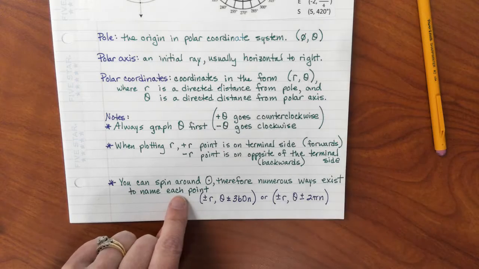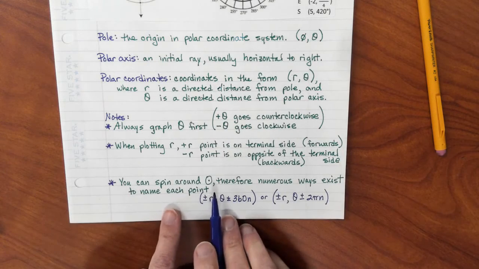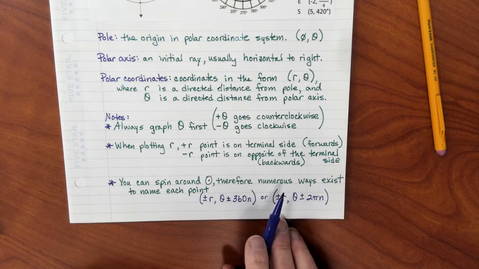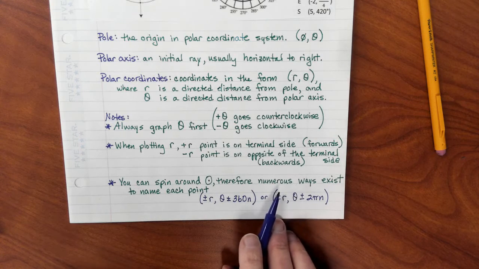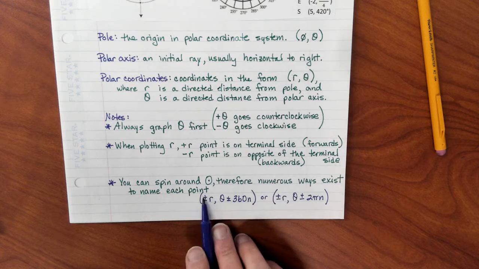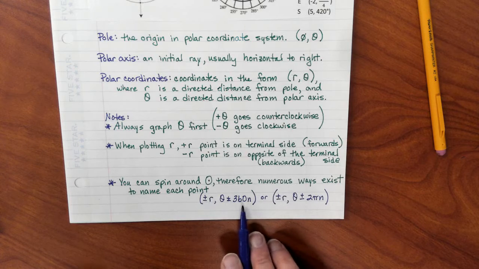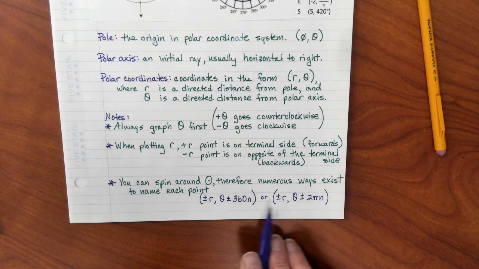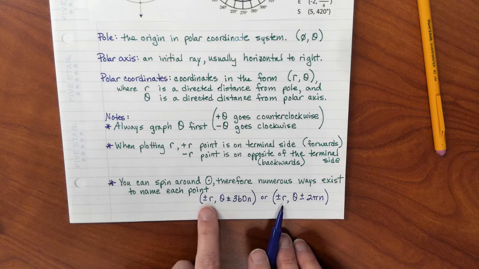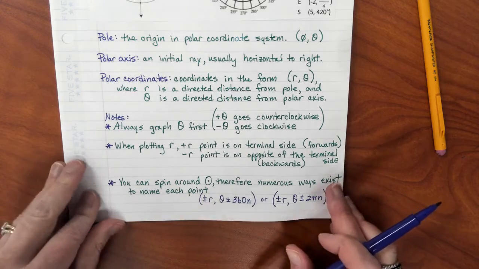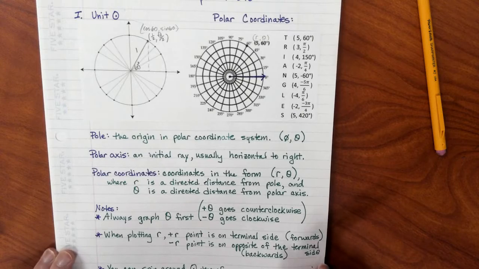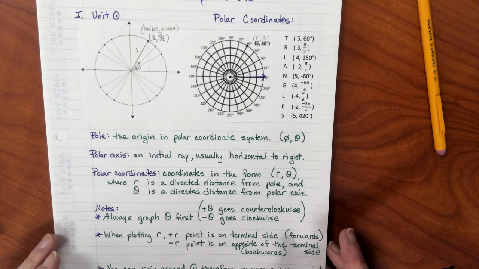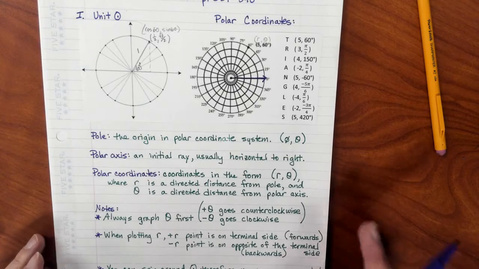This is a circle, and you can spin around just like we did before, and you can have many, many, many coordinates at each point. And therefore, you're either going to add multiples of 360 or multiples of 2 pi, depending upon whether you're in degrees or radians. And your radius will always be either positive or negative, depending upon where you are on the circle. Now, what I would like to do is to practice plotting some points so that you can see how to read the polar grid.